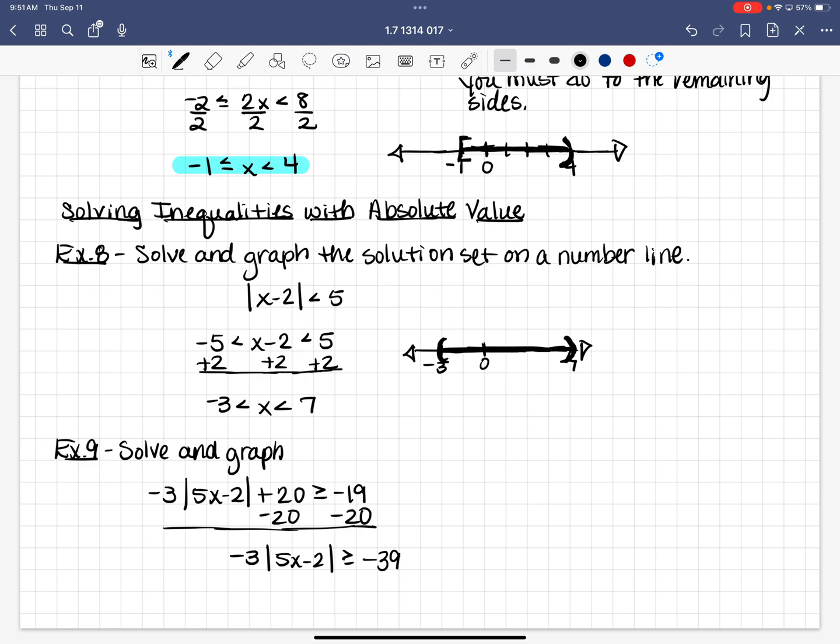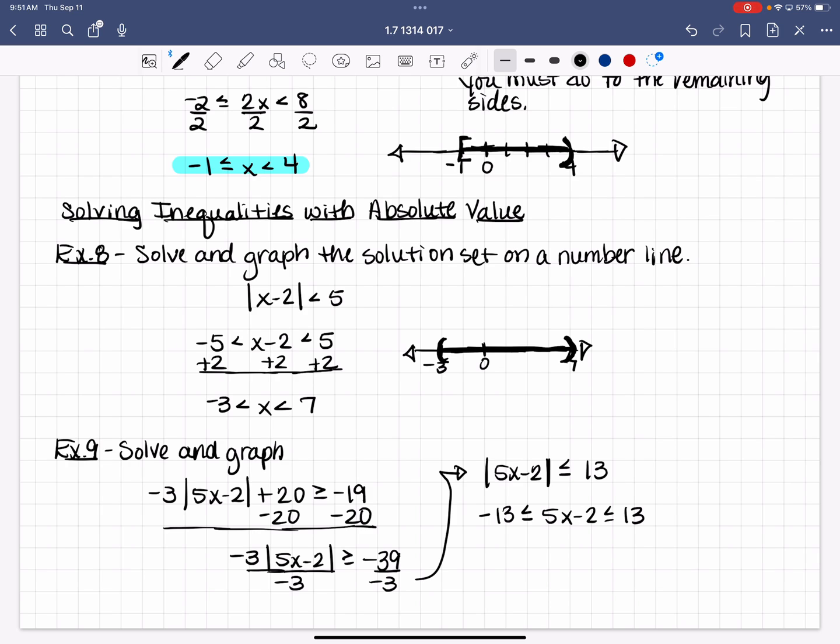Okay, now I'm going to divide both sides by -3. What do I have to remember since it's an inequality? Flip the sign. So I get the absolute value of 5x minus 2 is less than or equal to +13. Okay? Now you're ready to expand it. So I've got my -13 less than or equal to 5x minus 2 less than or equal to 13.